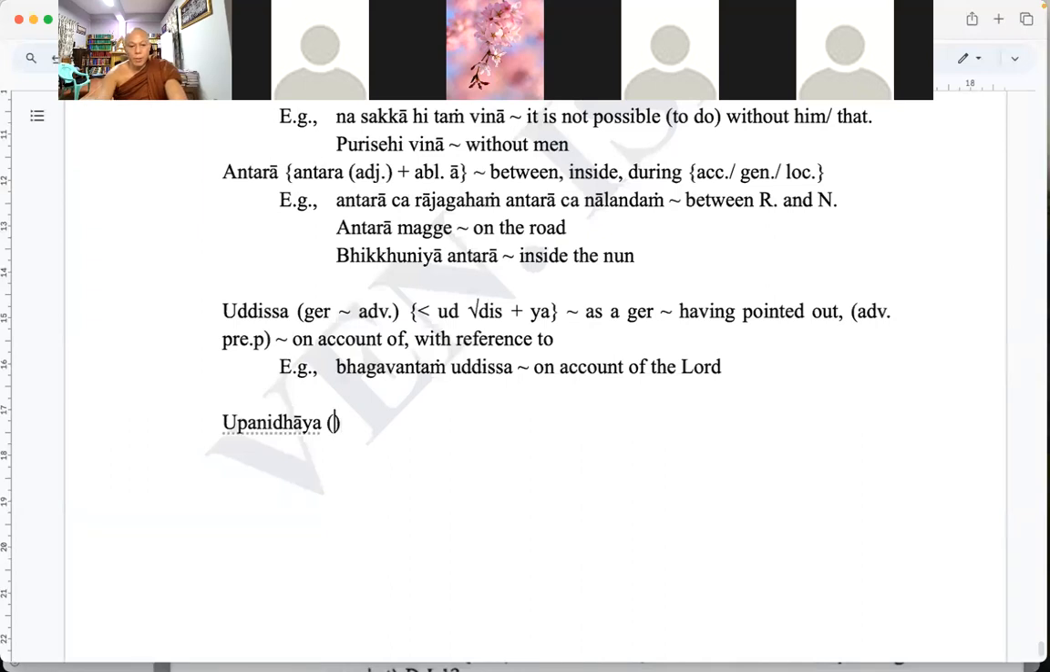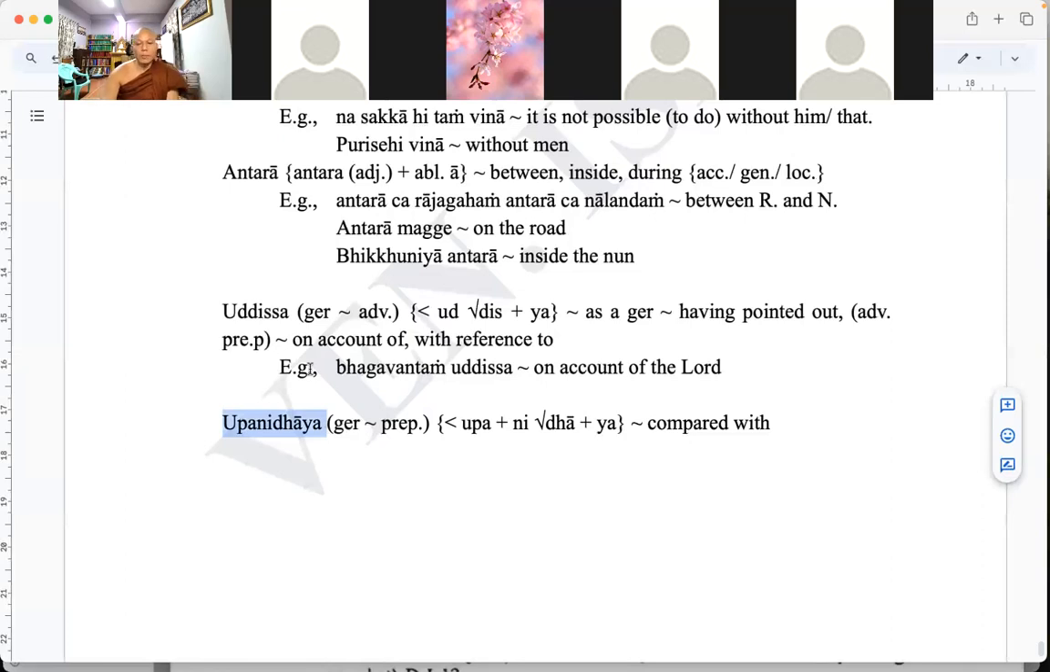Originally it is a gerund, but later you said maybe adverb or preposition. That is derived from: upa prefix, maybe ni prefix, root is da, and the gerund suffix ya. But now it is used as a preposition, compared with, like that, with the accusative case. In connection with this one, so the other one is with the accusative case. Here also, in connection with the Odessa, with the accusative case.